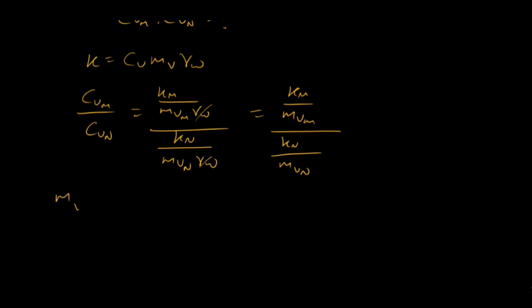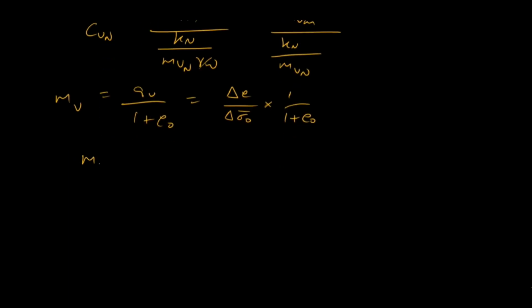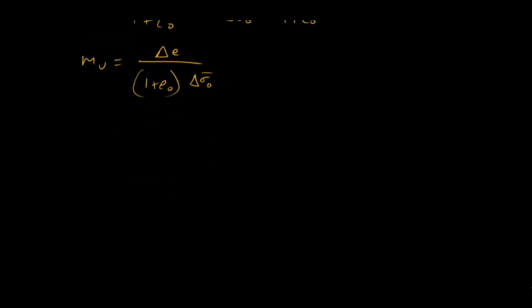So the value of the equation of MV, it is given by AV by 1 plus E naught, which further expands to delta E by delta sigma naught dash into 1 by 1 plus E naught. So MV will be equal to delta E divided by 1 plus E naught into delta sigma naught dash. So we can find out that MV is nothing but the coefficient of compressibility.